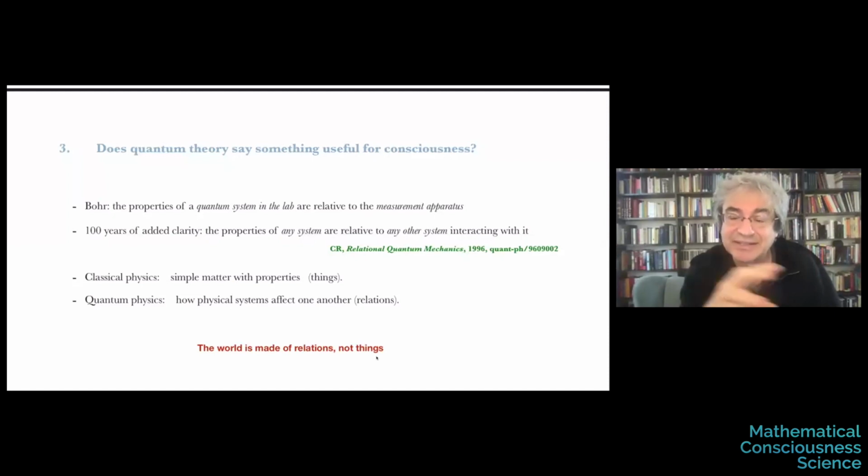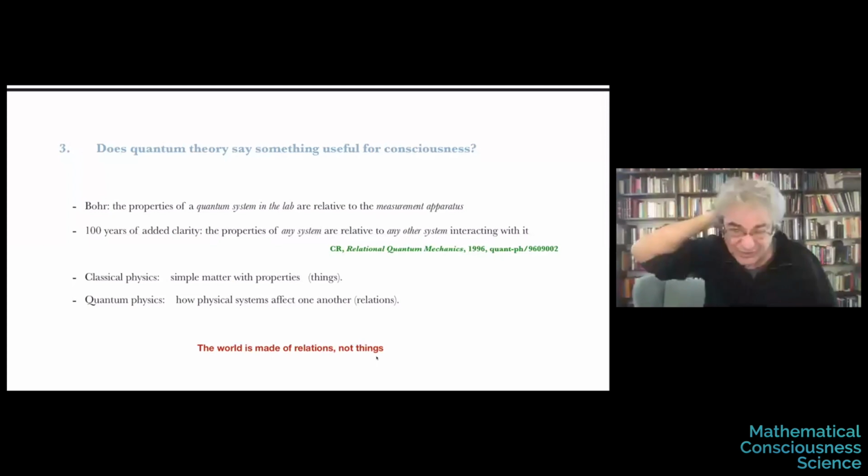100 years later, we know that quantum mechanics is not about measurement apparatus and labs, it's about everything. A neutron star is quantum mechanical, a galaxy is quantum mechanical, everything is quantum mechanical. So quantum mechanics has nothing to do with labs and measurement apparatus, it has to do with nature and the way nature works. So Bohr's observation, rephrased 100 years later, is that the properties of any system are only relative to any other system which is interacting with it.